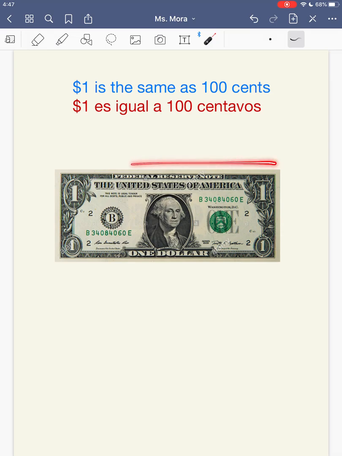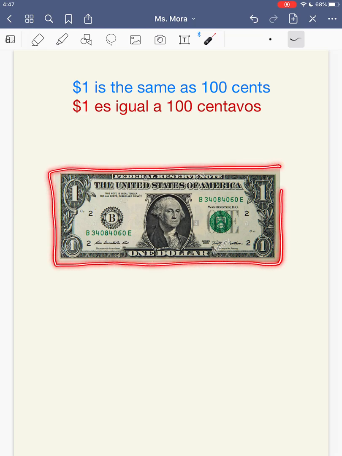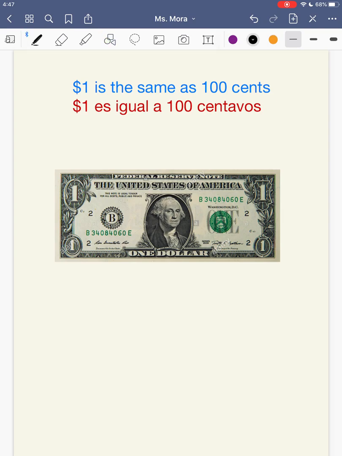So $1, here's $1, is the same as 100 cents, okay? So you can have 100 pennies and that would be the same as $1. Or you could have 10 dimes and that would be the same as $1. Or 20 nickels would be the same as $1. Or 4 quarters would be the same as $1. Okay, so anytime you're talking about $1, remember that it's worth 100 cents. So another way to write $1, so $1 equals 100 cents.